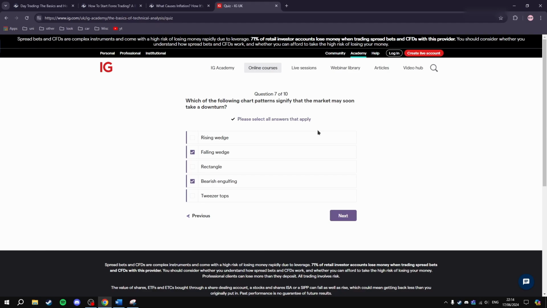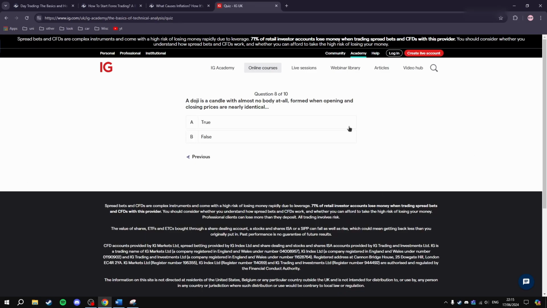Tweezer tops, that signify a downtrend. Trying to think if tweezer tops is green or red. I don't think the colour matters for the tweezer tops. But the low, there's barely any low price. So the low is pretty much either the opening or the closing price. Yeah, let's go tweezer tops. I think that's a reversal pattern.